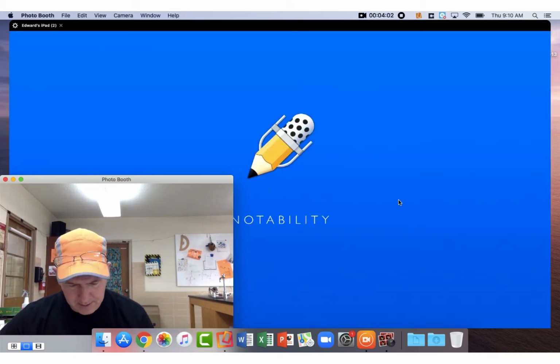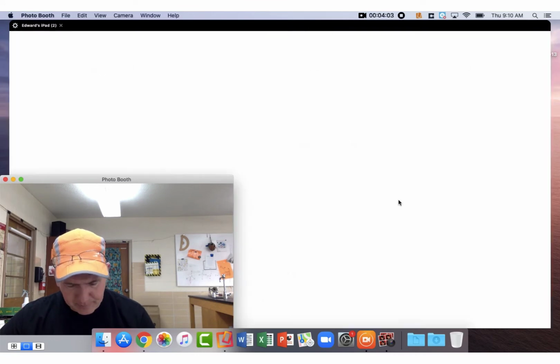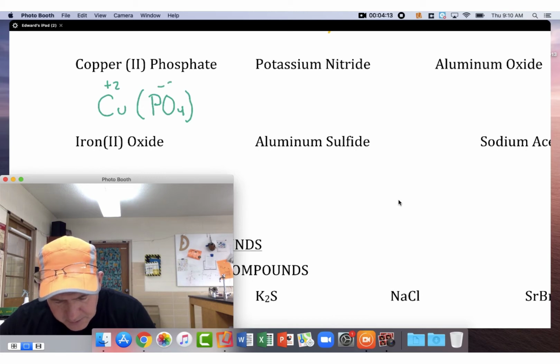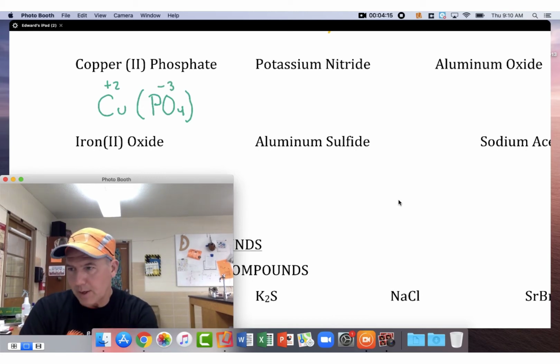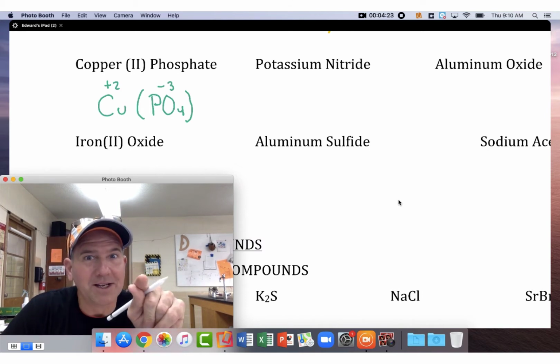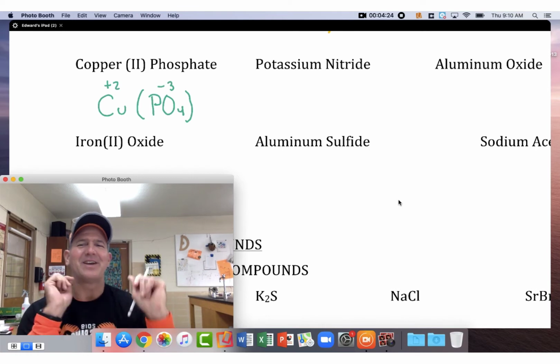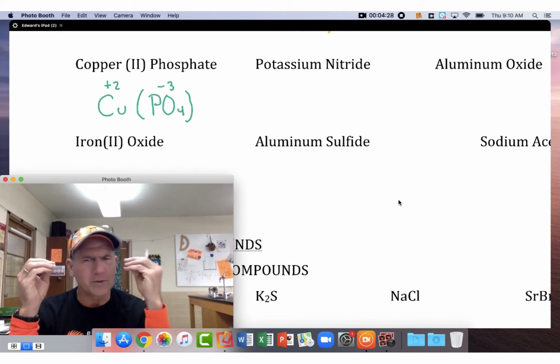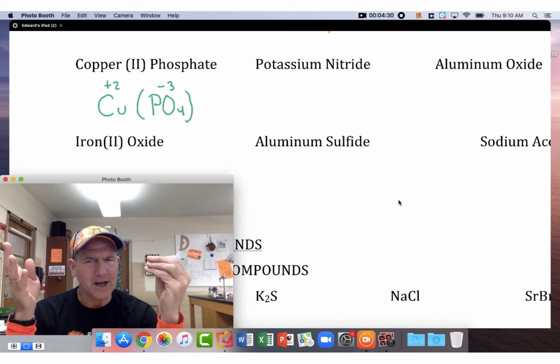It helps if you can see both things at once. PO4 with a -3 charge. Okay, we're not done. We have to do our crisscross yet. Crisscross and then reduce if we need to. We're not going to have to reduce in this case, but we are going to have to crisscross.